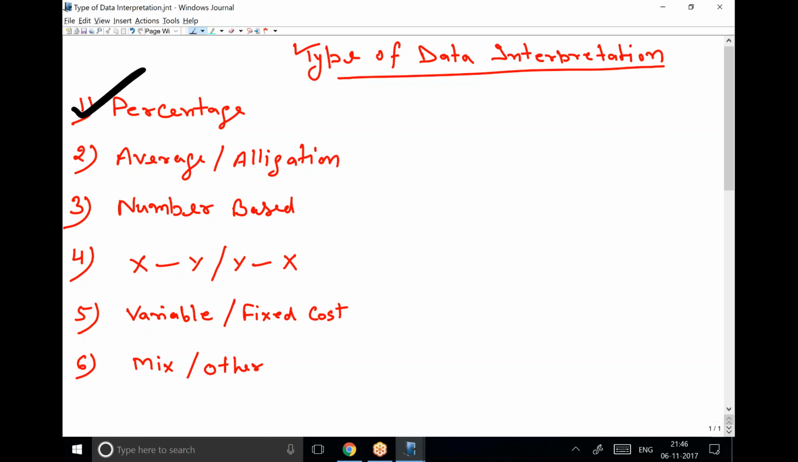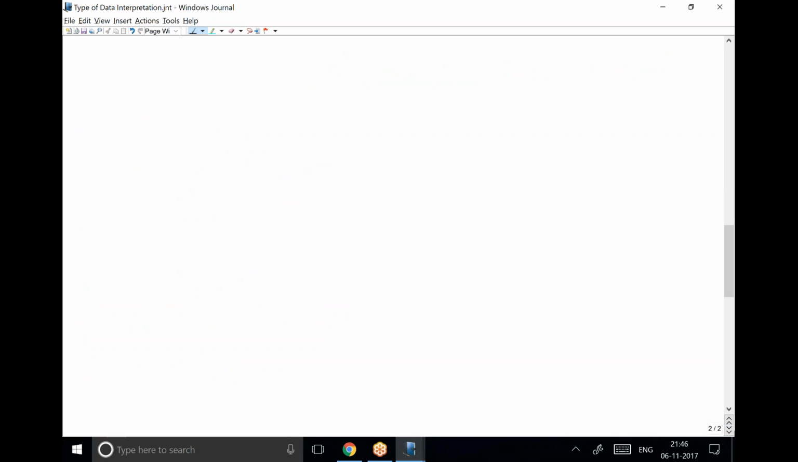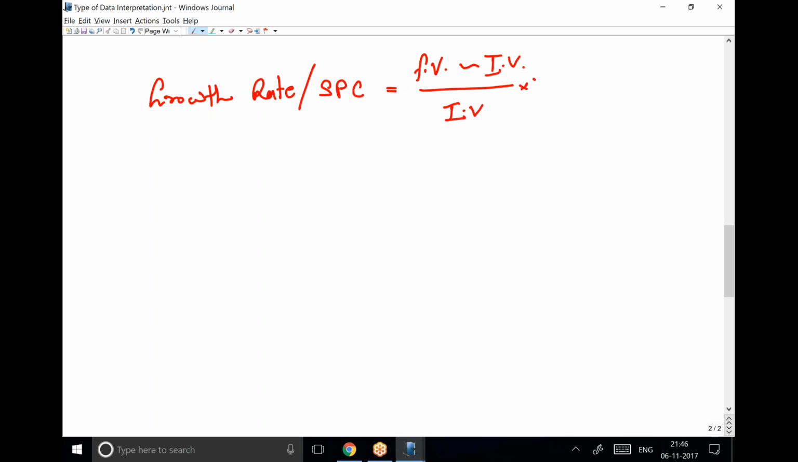When you are looking at data interpretation and questions based upon percentage, you should be looking for either growth rate or simple percentage change. Both of them are the same. Whether we are looking for growth rate or simple percentage change, both of them are equal to final value minus initial value, that is the difference, divided by initial value, into 100. So this is a growth rate, or we can say simple percentage change.